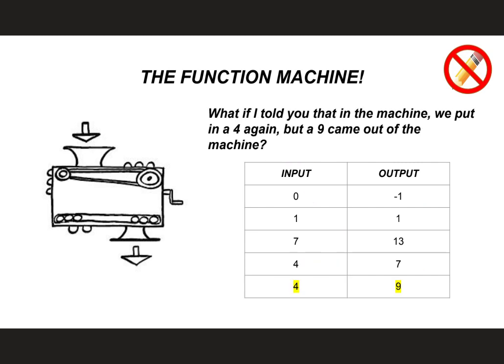Okay, so we have the same machine. We've discovered the rule. The rule is 2x minus 1, but what if I told you we're going to go ahead and take a 4, and we're going to put it in the machine, and we get a 9? Well, we saw in the previous line that when we inputted a 4, we got a 7, right? So if we input a 4 again, what we would expect is that we would get a 7. However, I'm saying that in this case, we end up getting a 9. So this machine is no longer functioning the way that we would expect, right? Because we can't figure out if we put in a 4, if we're going to get a 7 or if we're going to get a 9. It's unpredictable.